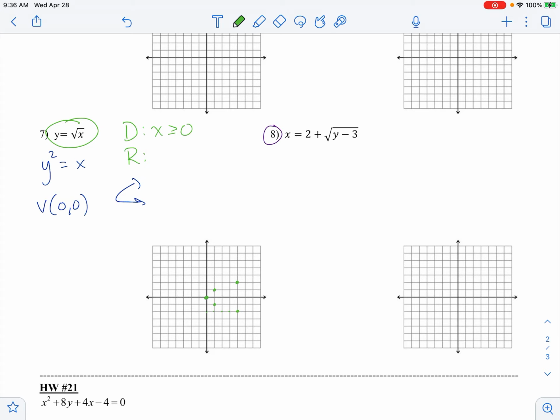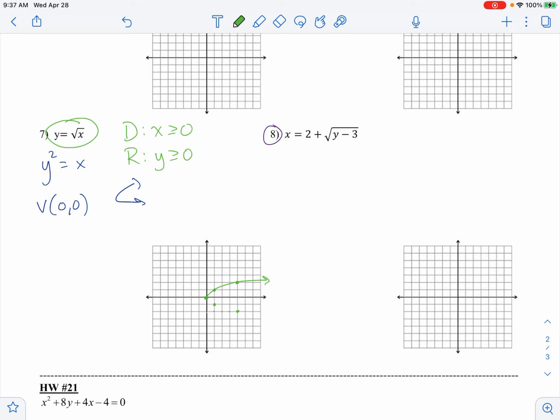Our range, well, let's think about what's happening. If I plug in 0, I get 0. If I plug in positive numbers, I get positive numbers. Our range is also greater than or equal to 0. That means when I have my graph down here, I don't want this complete parabola. I want just the part that's in quadrant 1. So I'm going to ignore those points on the bottom. I'm not going to draw those, even though it's kind of part of what I was doing.